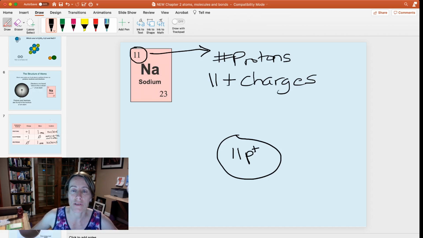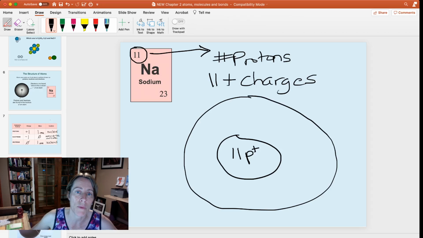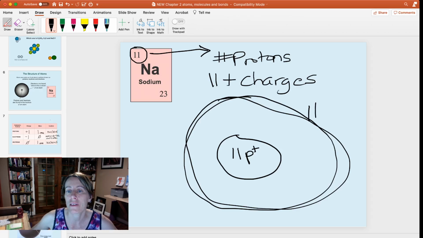And we also know that the electrons go around the outside, so I'm going to draw a big circle here to show me where the electrons go whizzing round and round and round, and there's going to be 11 electrons out here. So this number up here in our periodic table, it tells you the number of protons officially, but it also is going to be the number of electrons because the number of protons and the number of electrons have to be the same for the atom to have no charge.